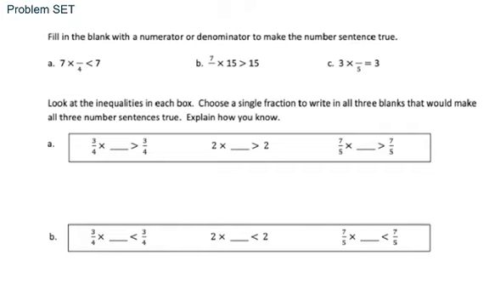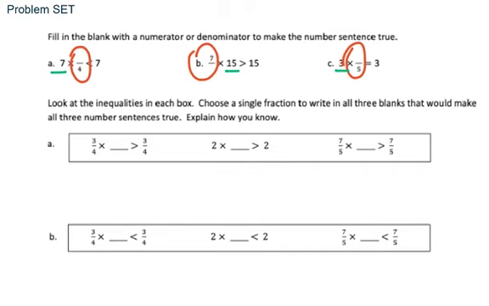So here's your problem set. You're going to fill in the blank with a numerator or denominator to make the number sentence true. Then you're going to look at the inequalities in each box. Choose a single fraction to write in all three blanks that would make the three number sentences true. Explain how you know. So I'm going to give you a little bit of a hint. Your hint is you're going to choose a numerator for here, a denominator, and another numerator. So remember, here's your constant, here's your constant, here's your constant.